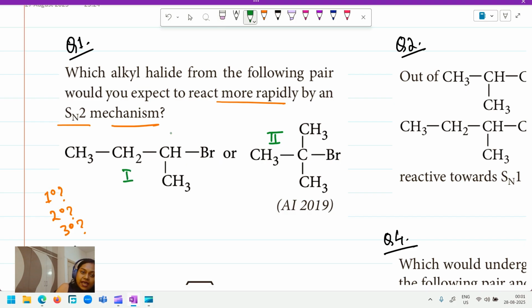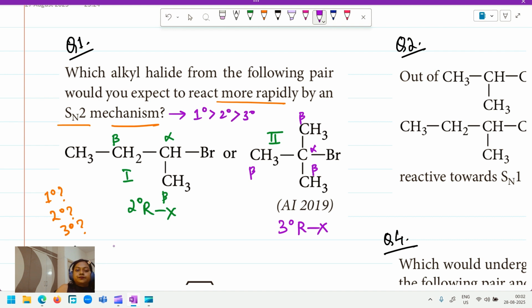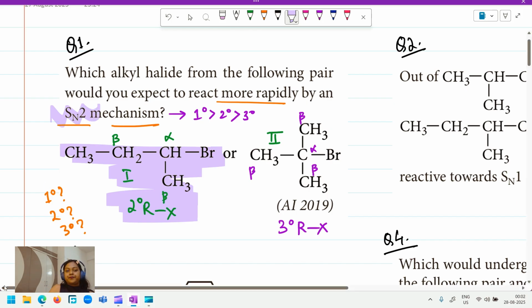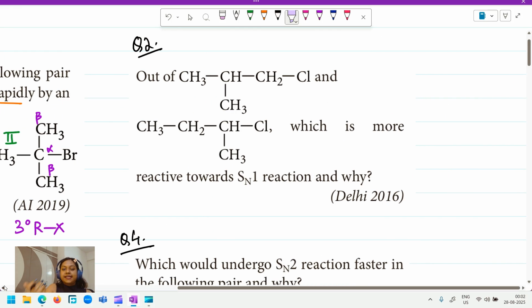Is the first one secondary? So alpha carbon and two beta carbons. This is a 2-degree alkyl halide. What about the second one? This is tertiary. Alpha carbon, 3 beta carbons: beta, beta, beta. That means this is a 3-degree alkyl halide. So which would be more prone to SN2? SN2's order is 1, then 2, then 3. The first one, because this is secondary. Secondary have more reactivity than tertiary for SN2, right? Okay. For the next one, let's do this.